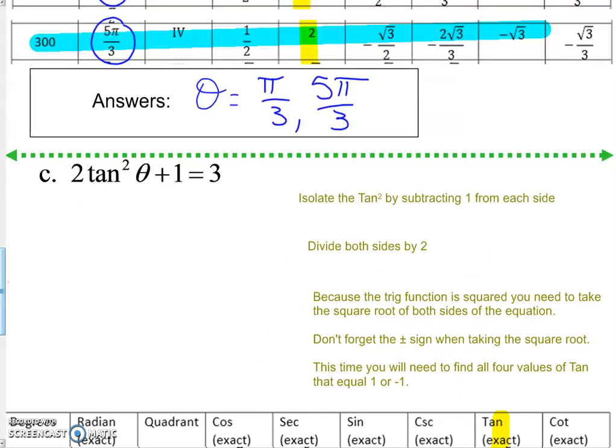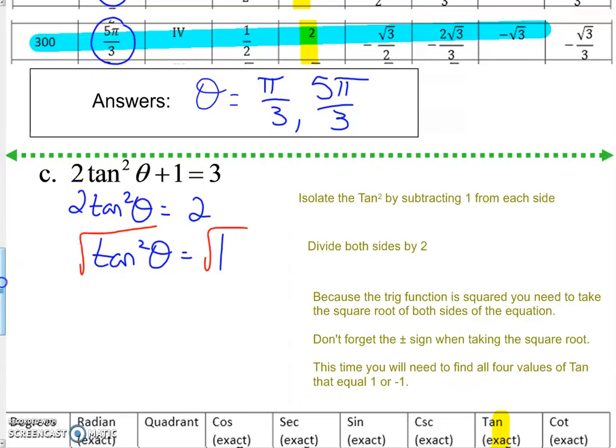All right, for part C, notice we have a squared here, which means we're either going to have to factor or we're going to have to take square roots. Because you only have the word tangent in one place, generally that means you're going to take square roots. So again, we do want to start by isolating. I'm going to start by subtracting 1 and divide by 2. Because the trig function is squared, you need to take the square root of both sides of the equation, because I have to have it as just tangent. On the left-hand side, then, I have tangent of theta. On the right-hand side, I don't want to forget that plus-minus sign. And so I have plus-minus 1.